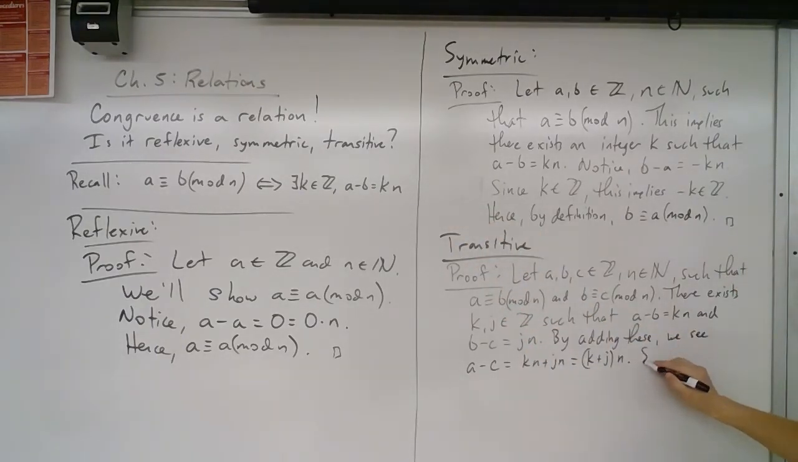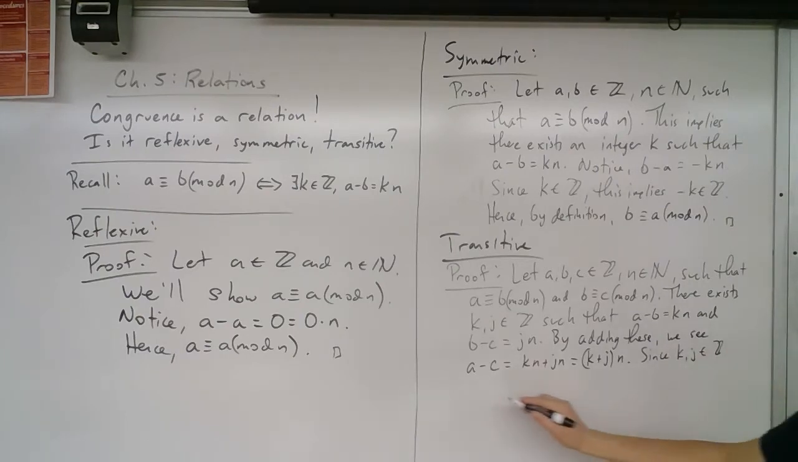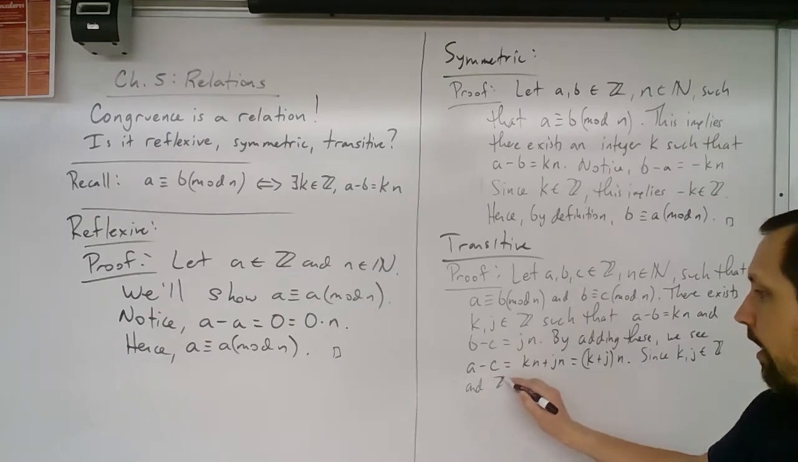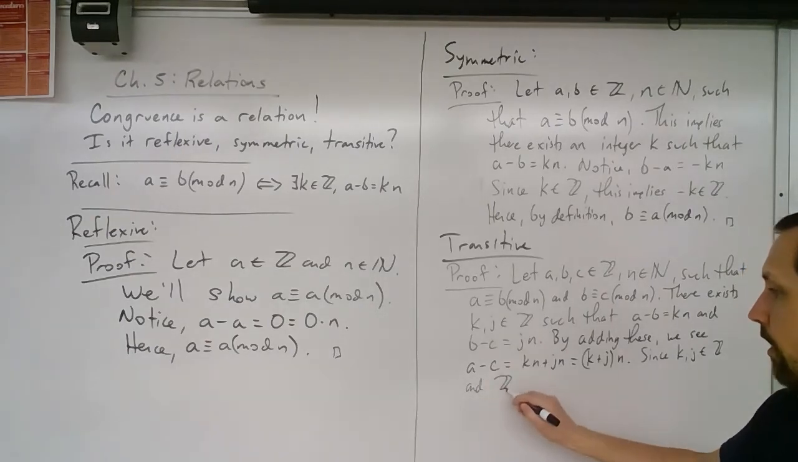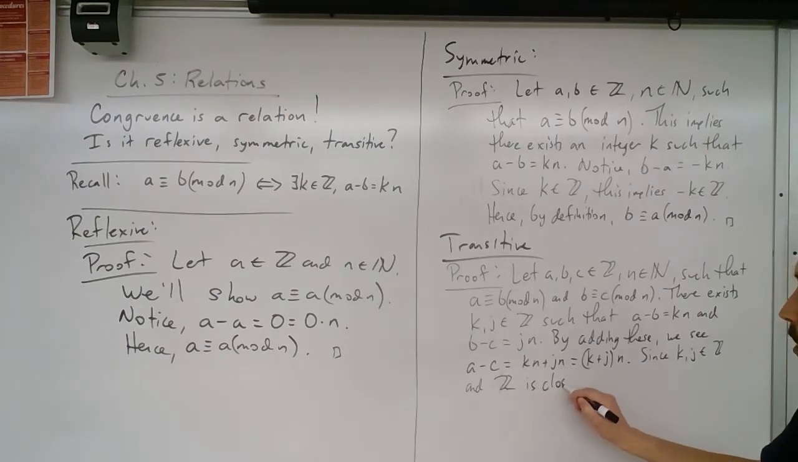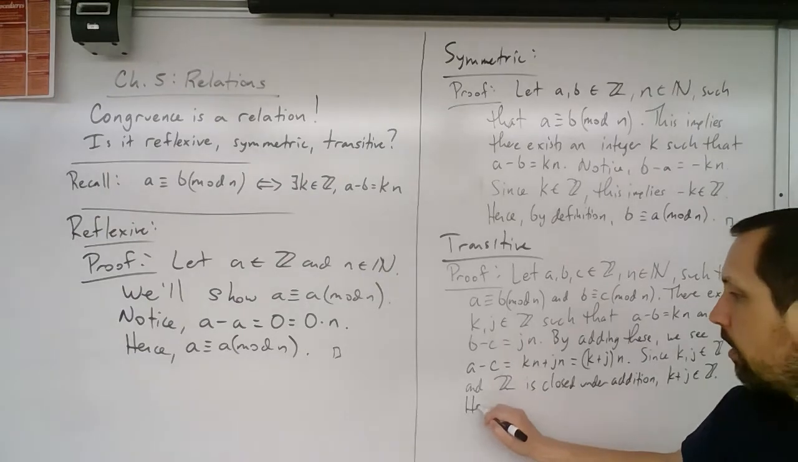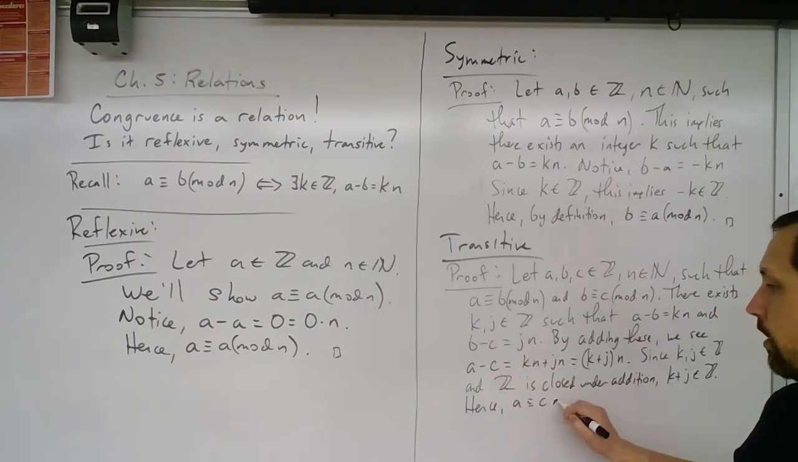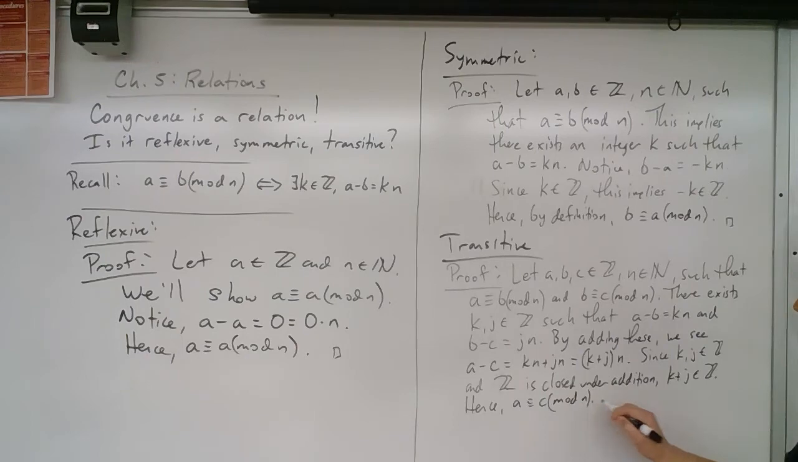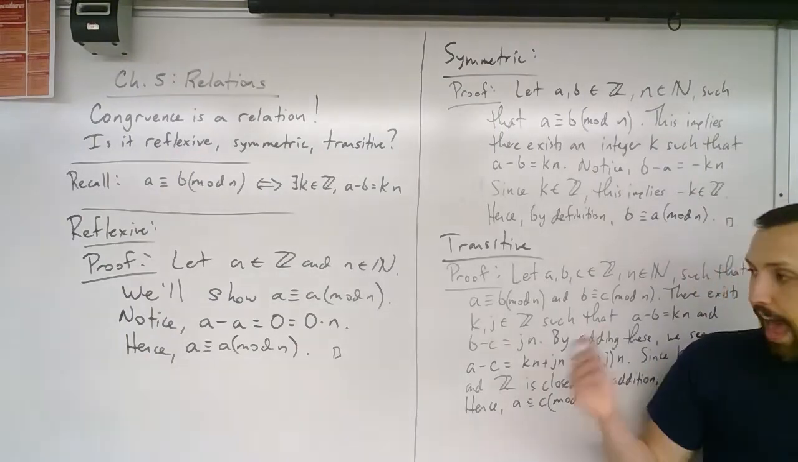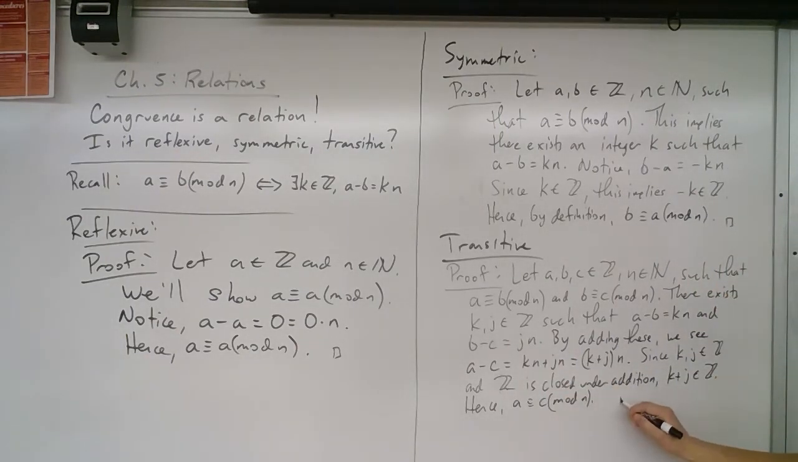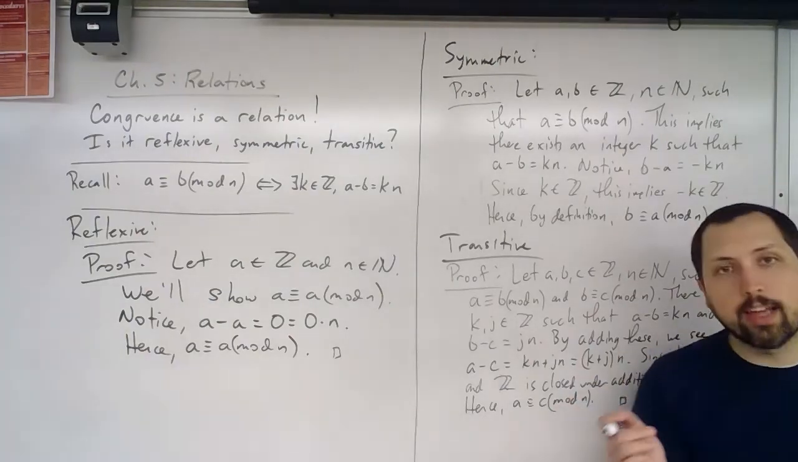So we could now say that since k and j are integers, and the integers, Z, are closed under addition, we have k plus j is also an integer. Hence, A is congruent to C mod n. And that was our goal, to have this be our statement. So indeed, this is transitive.